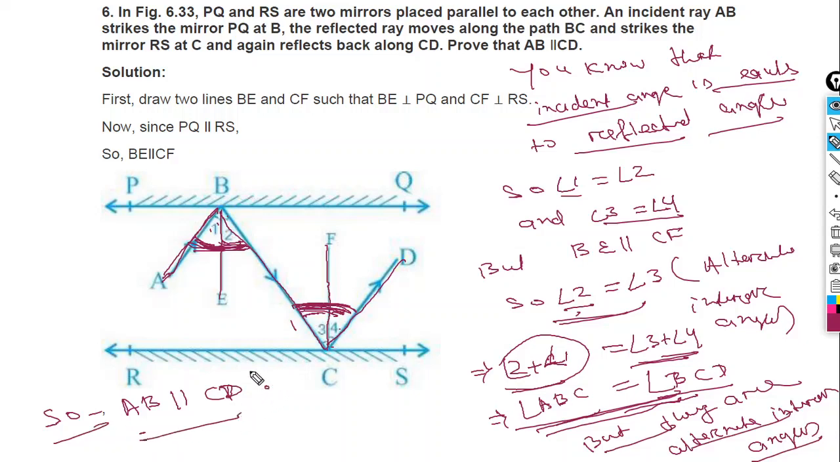Okay, clear? So now we have completed question number 6 also. This is the end of this exercise. So you complete the exercise in your copy. Now, thank you.